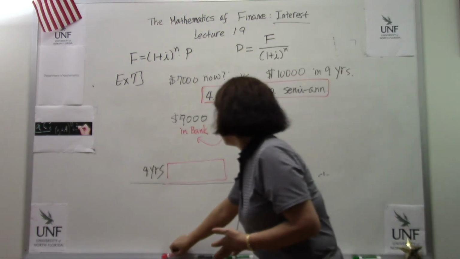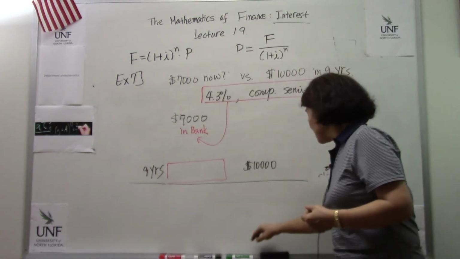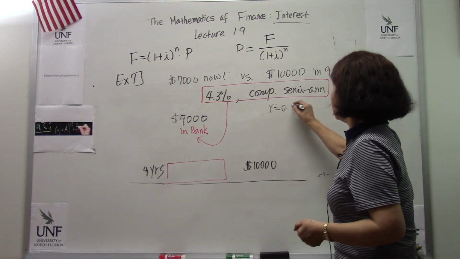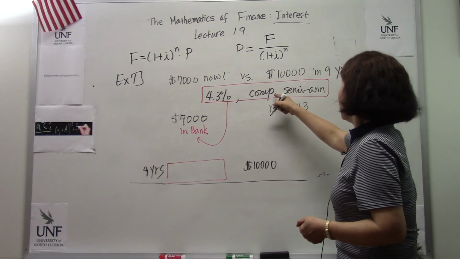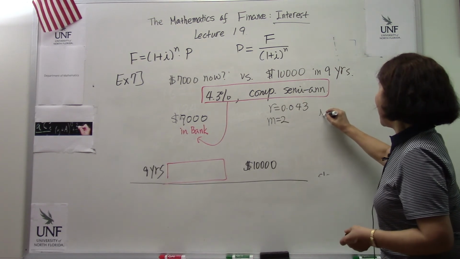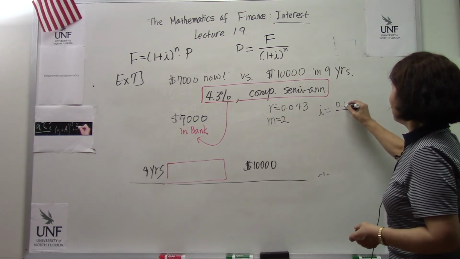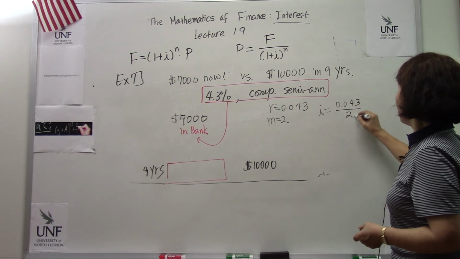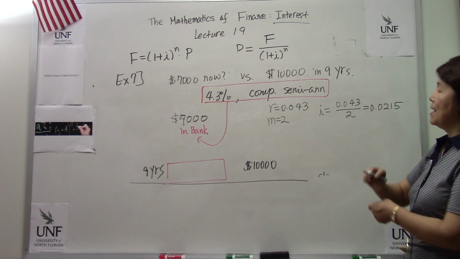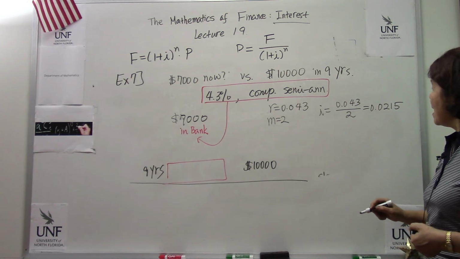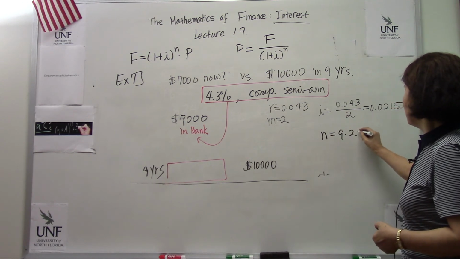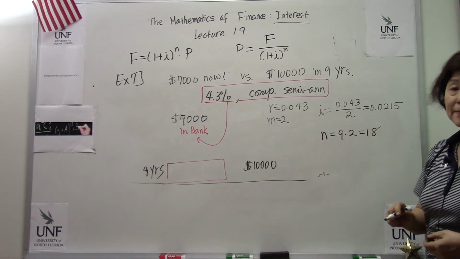Okay, so let's compute. Compounded semi-annually. So r equals 0.043. Compounded semi-annually, so m equals 2. So what is i? It is 0.043 divided by 2, that gives 0.0215. That is it. In 9 years, so what is n? n is 9 times 2, that is 18.